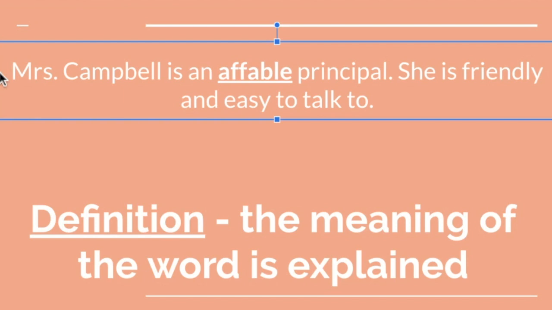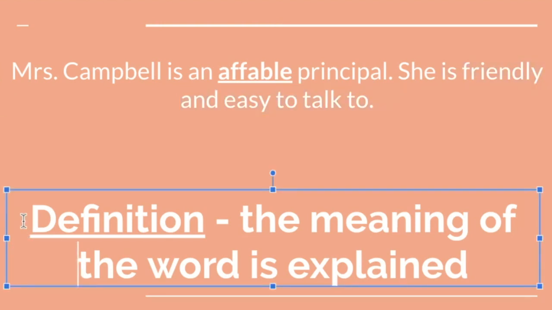Mrs. Campbell is an affable principal. She is friendly and easy to talk to. The unknown word in this sentence is affable. If I read the sentence after it, it says, she is friendly and easy to talk to. So affable must mean friendly and easy to talk to. This is an example of a definition context clue where the meaning of the word is explained either in the sentence or in a sentence close by.